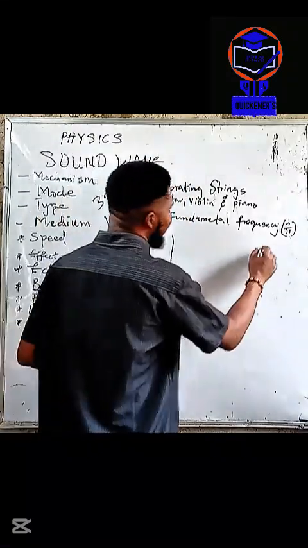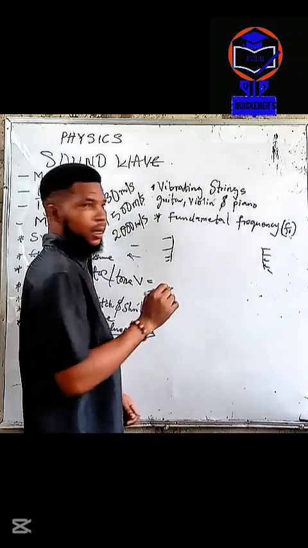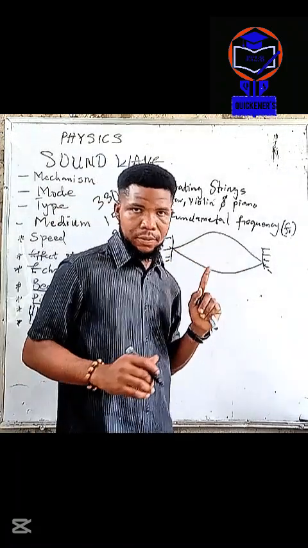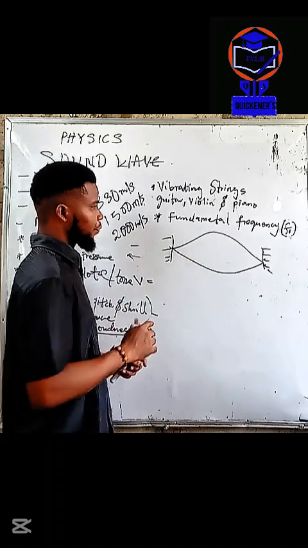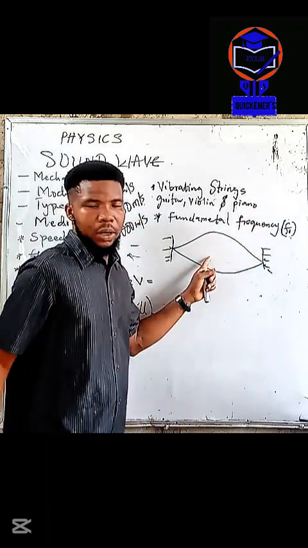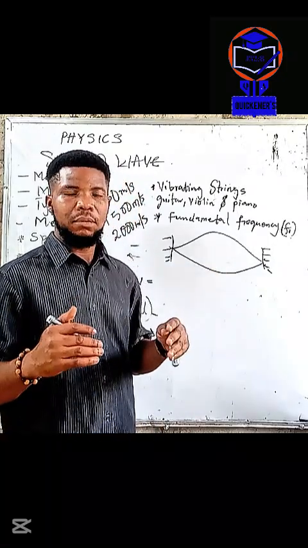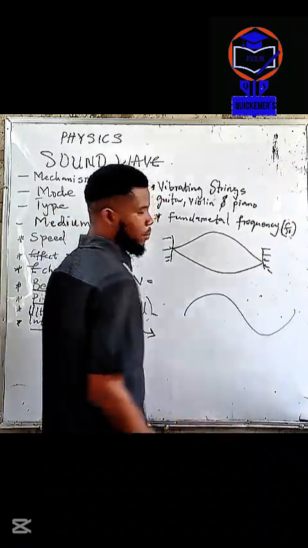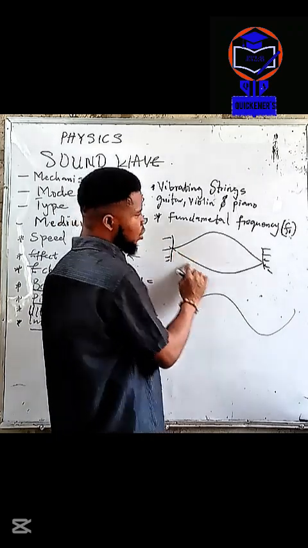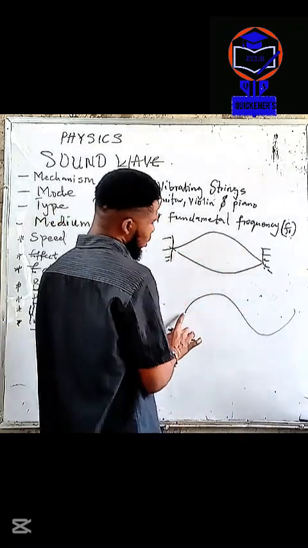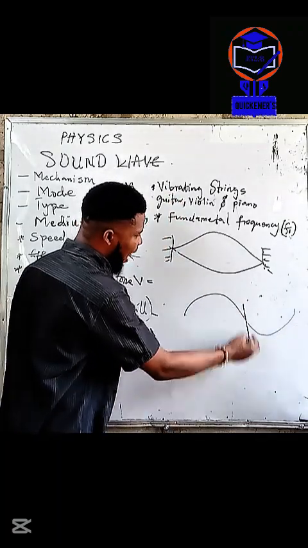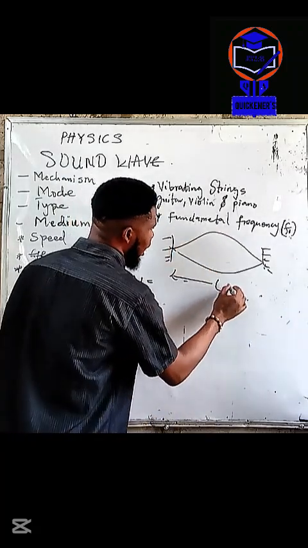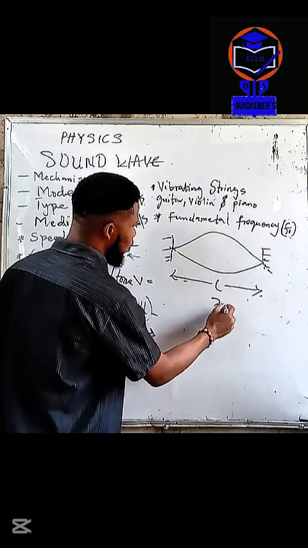So for all string instruments, as soon as you pluck the string, it goes this way and comes back this way. That is the first note that will be made. When it goes this way or that way, that is a half wavelength. What is the full wavelength? The full wavelength is when you go up and down. So this length from here to this place is half wavelength, that is wavelength over 2.